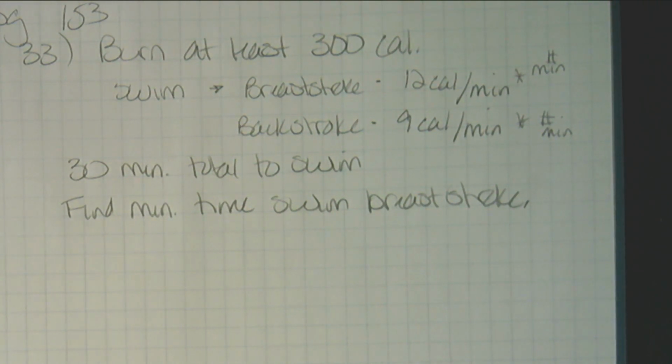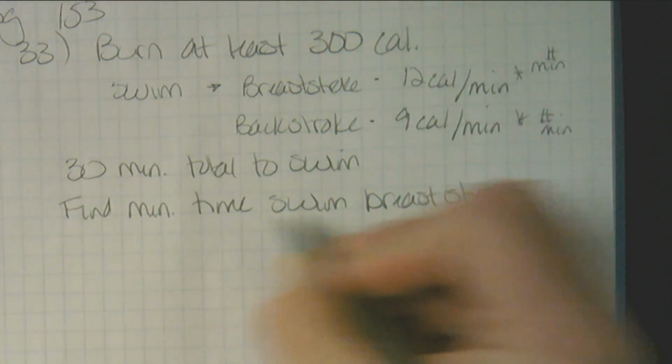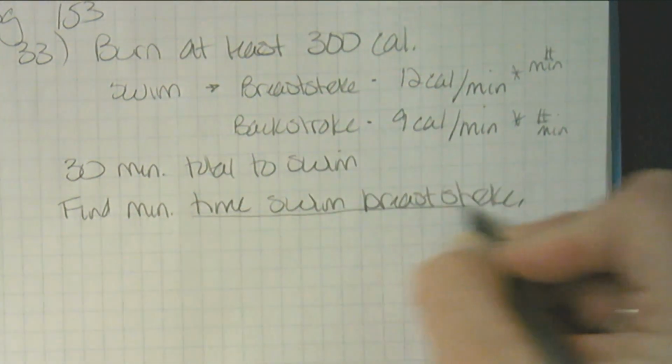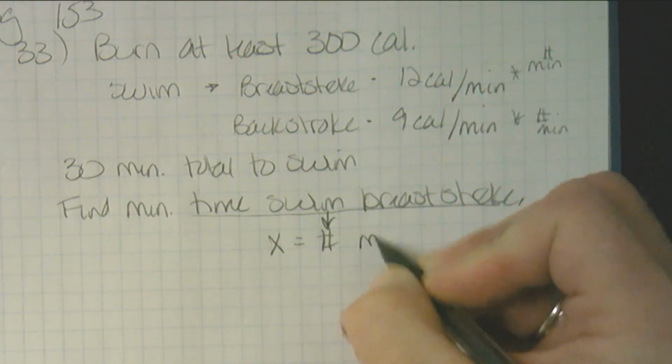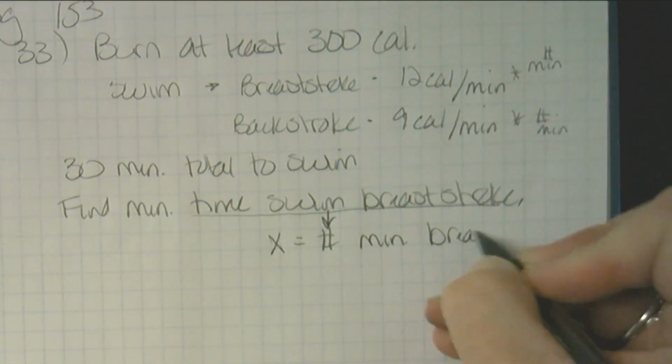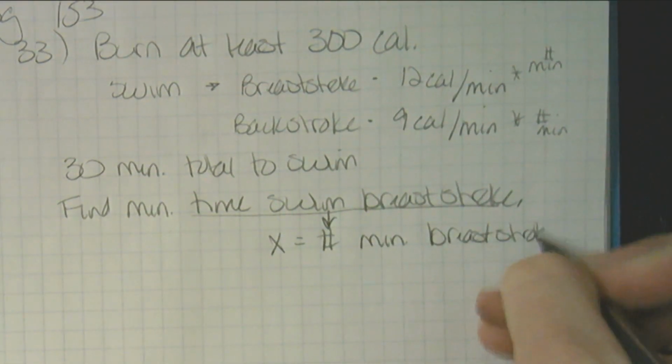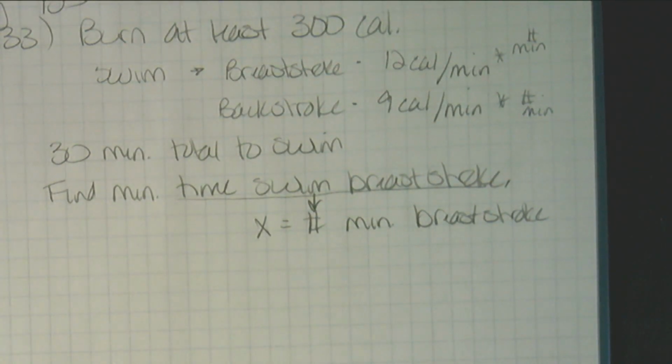What am I looking to find? What information am I looking to find? Colin? The number of minutes breaststroke. Excellent. So what that means is I'm going to set x equal to my number of minutes breaststroke. So when I'm done, that's the information I found. Does that make sense to you guys?